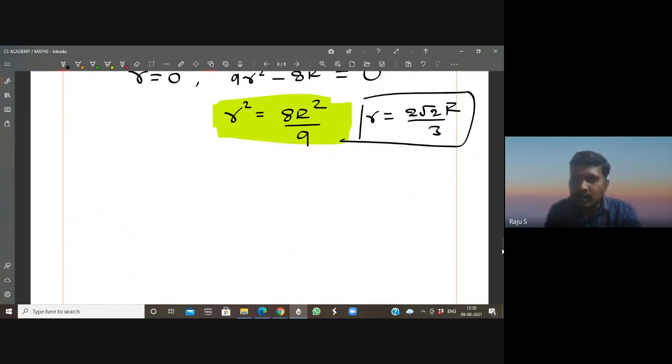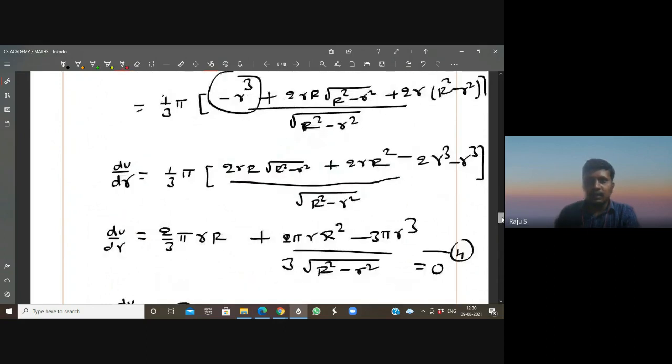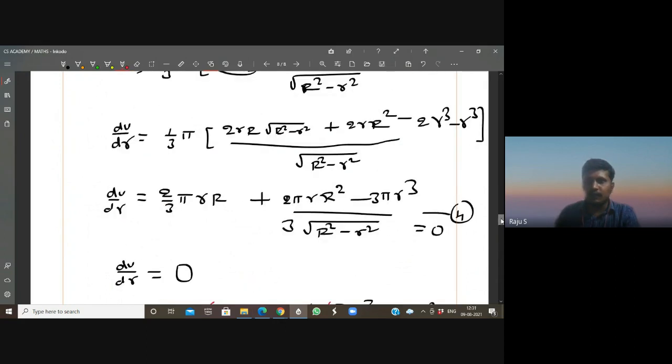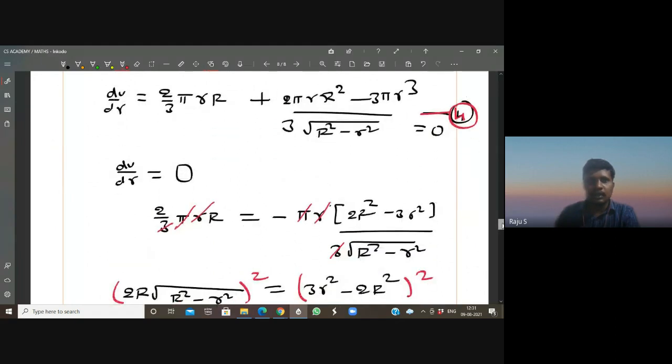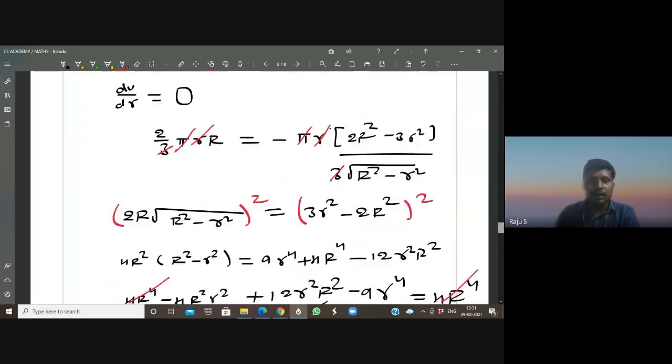So at this critical point, we have to check the second derivative, that is d square V by dr square. For that, what shall we do? dV by dr I want to take first. What is dV by dr? Equation 4. Two by 3 by r.